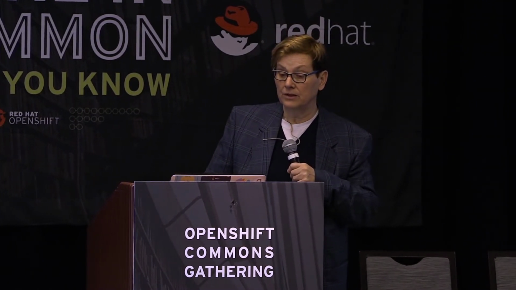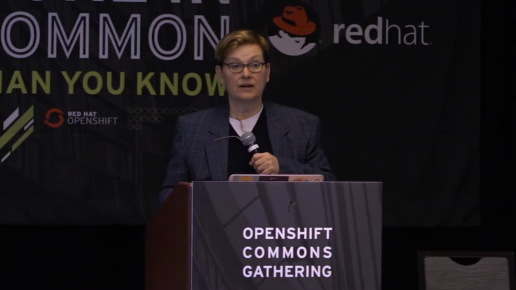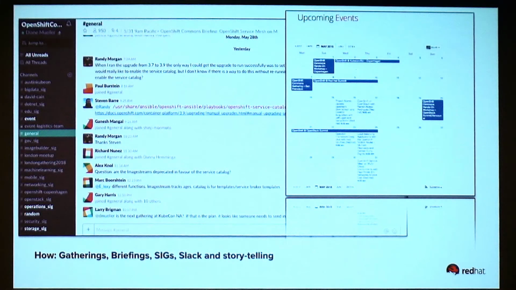So if you're interested in doing that, we have lots of gatherings. I have a whole page about that. You can find it all in OpenShift Commons. If you go to commons.openshift.org, you can find the whole calendar.